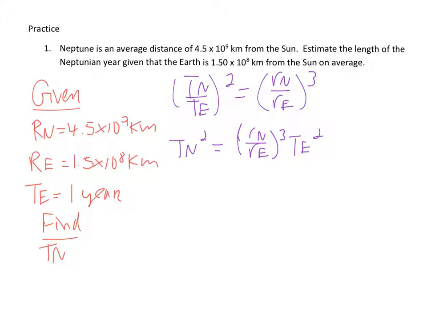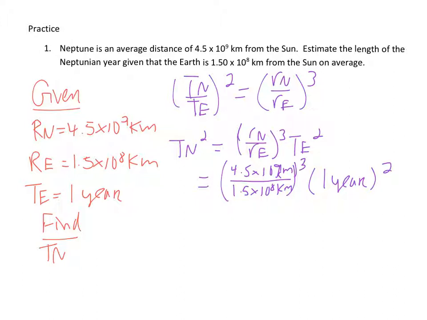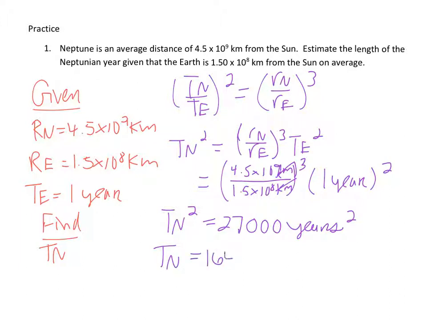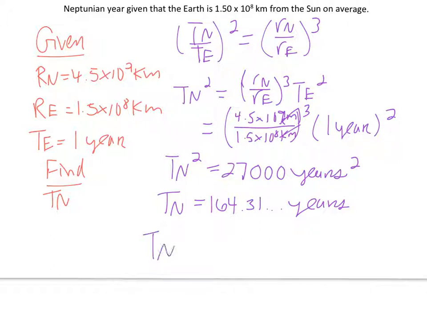So just algebra, cross multiplying. This will equal 4.5 times 10 to the 9th kilometers over 1.5 times 10 to the 8th kilometers, all of that cubed, times 1 year squared. Kilometers will cancel. Put this in your calculator. We should end up with Neptune's period squared equals 27,000 years squared. Taking the square root, we should get 164.31, keeps on going, years. So it takes Neptune approximately 160 years to orbit the sun.